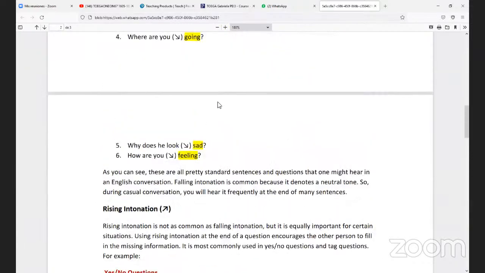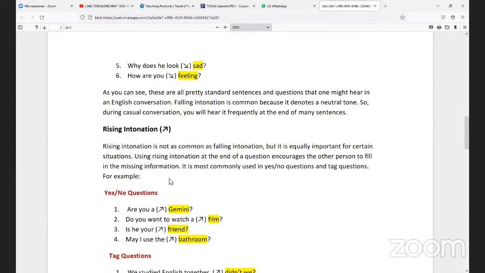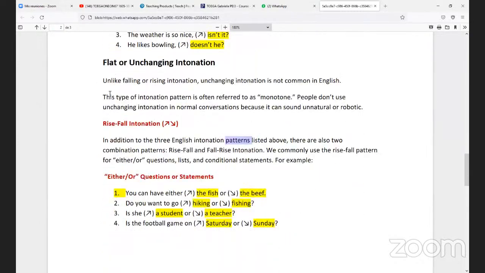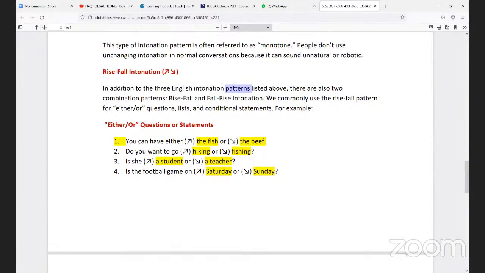The first one was the falling. This is the rising, and this is the flat. When we rise, when we fall, okay? So when is this going to happen? It says that when we have options, this is really common when we have either or when we talk about options. It could be in questions also. It could be in a list, or it could be in conditional statements.